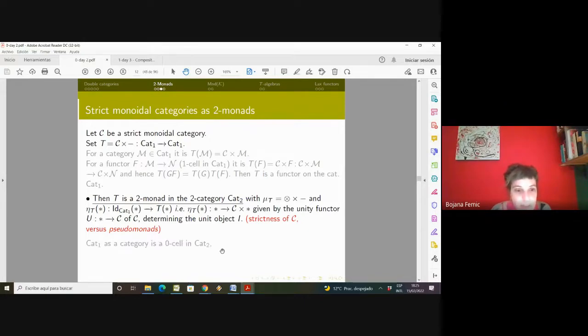So to sum up, Cat1 is a category. As such, it is a zero cell in the two category of categories. T is a functor, so it is a one cell in Cat2. And mu and eta, which we gave like this, are indeed natural transformations, and as such, they are two cells in the two category of categories. So here we saw how strict monoidal categories give rise to two monads.